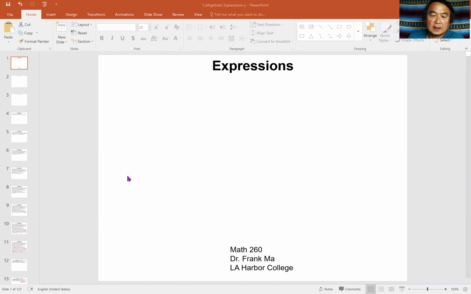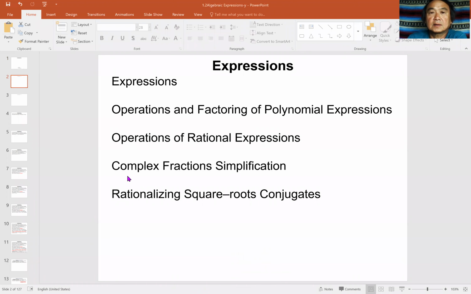Okay, and these are the basic things we're going to review about mathematical expressions. We're going to talk about what expressions are, and in particular, we're going to concentrate on polynomial expressions and rational expressions, and then some other operations that we will use throughout the course in calculus, most often.